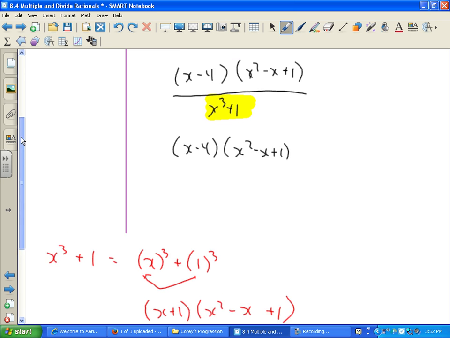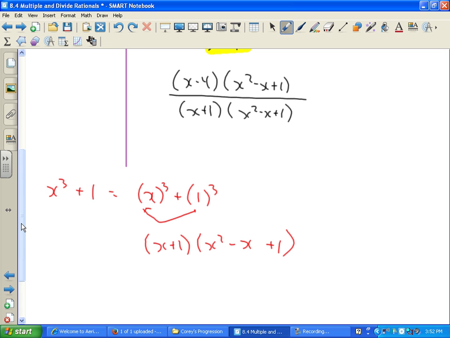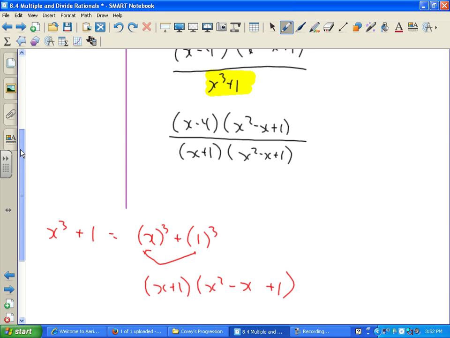And now, back on our problem, that is actually my denominator. X plus 1 times x squared minus x plus 1. And oh me, oh my, I am so shocked to see that at this point I can reduce that big beast of multiplication of fractions by removing the factor of x squared minus x plus 1. And I see that that hairy beast simplifies to x minus 4 over x plus 1. Done.